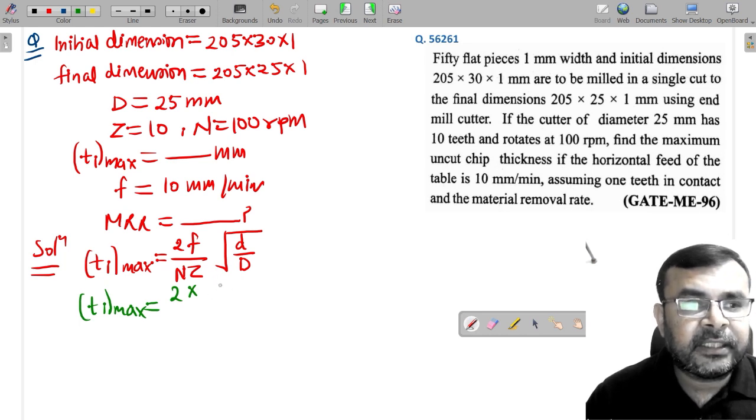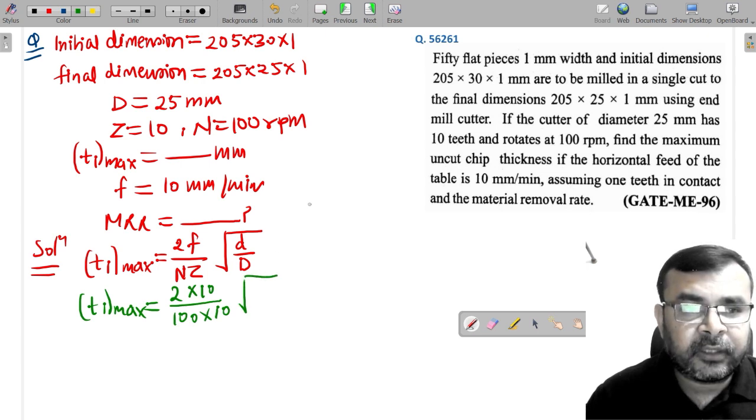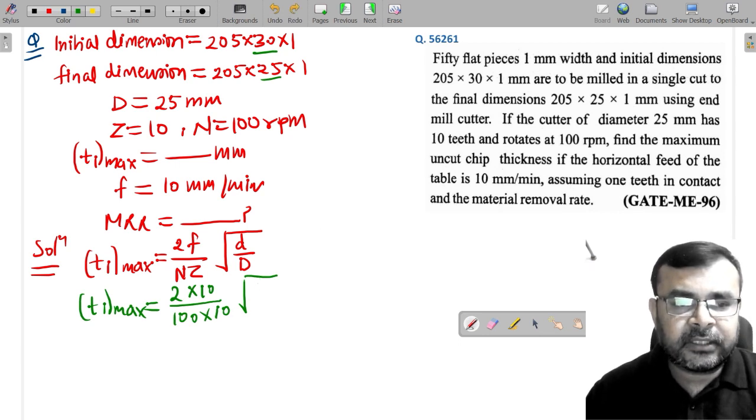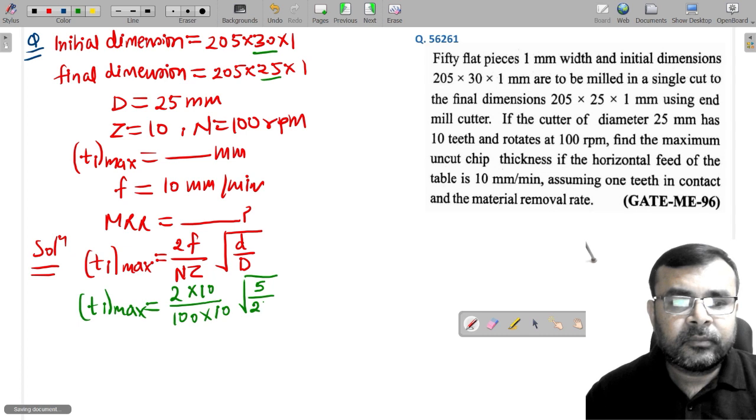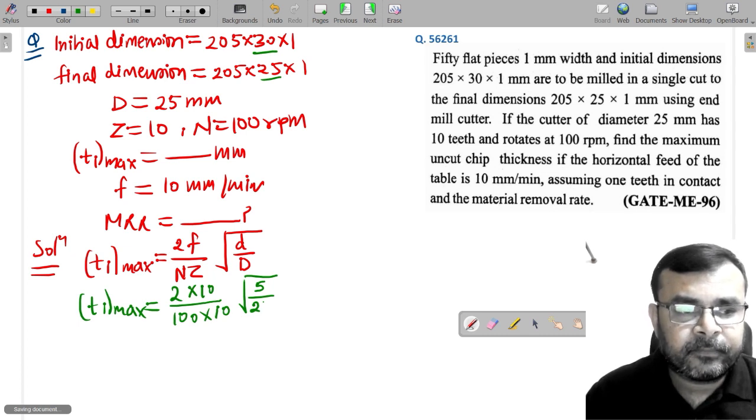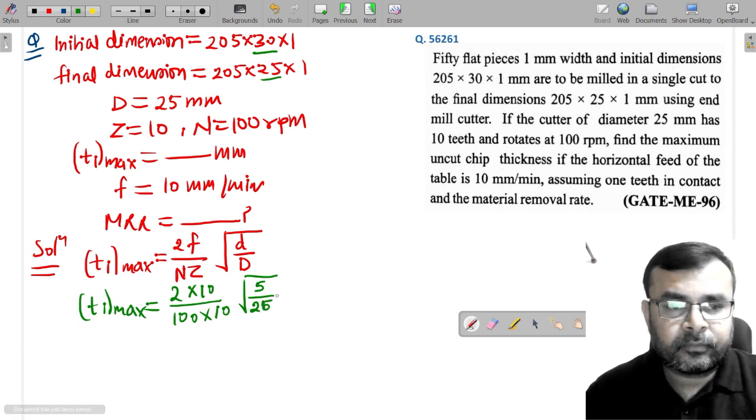What is feed? Feed is given here, that is 10 millimeter per minute over n, that is 100, into Z, that is 10, square root of, what about depth of cut? You can see from 30 millimeter to 25 millimeter reduction takes place. So the depth of cut is 5, and the diameter is given here, that is 25. Correct? Diameter is 25.